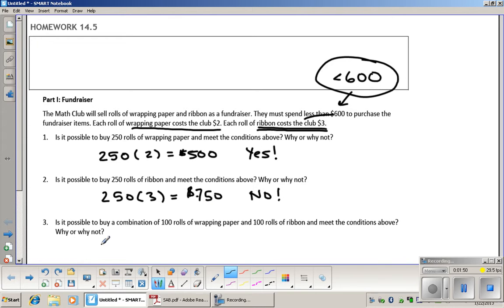So what you're looking at here is a kind of separation of this problem. Can you simply recognize that to find the whole cost, you are going to have to do a multiplication problem with 250? Hopefully you have. Is it possible to buy a combination of 100 rolls of wrapping paper and 100 rolls of ribbon and meet the conditions above? Well, let's take a look at it.